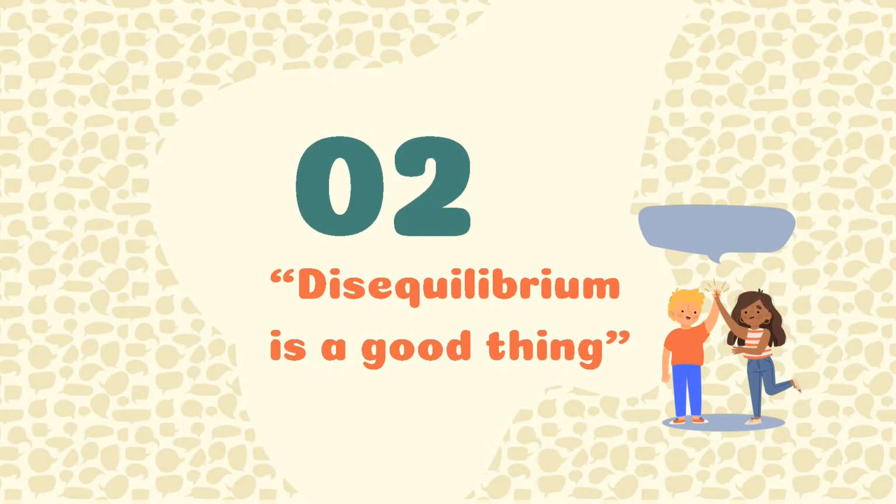Principle number 2. This equilibrium is a good thing. We have a number of restrictions when it comes to how we think and learn, which makes it hard to change. Some things to keep in mind about how we think is that we have built-in blind spots based on our own ideas and beliefs.